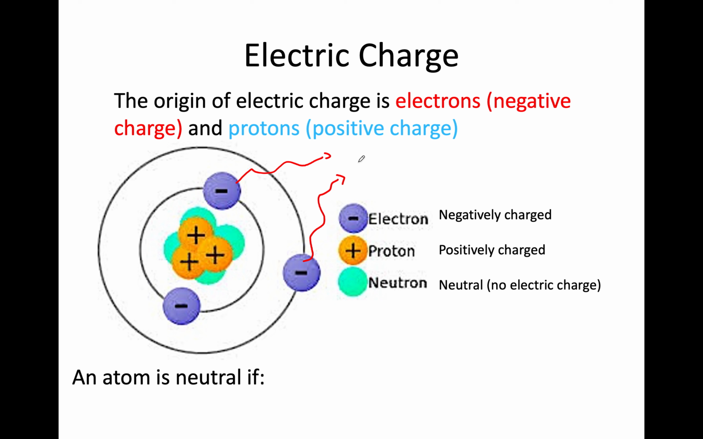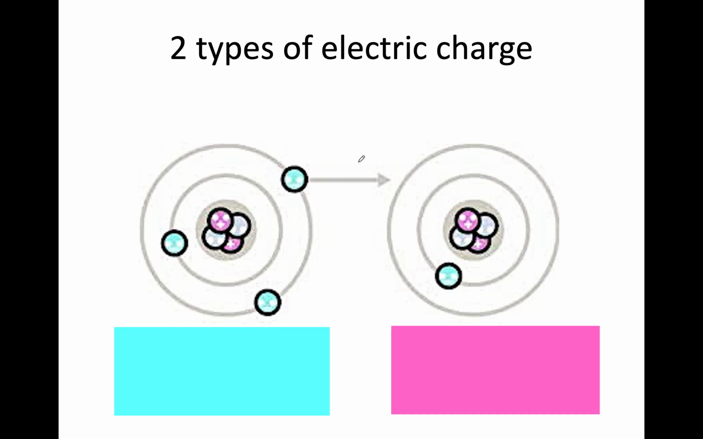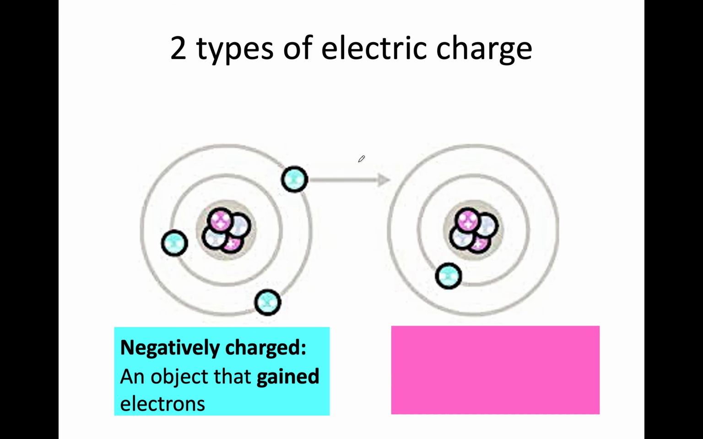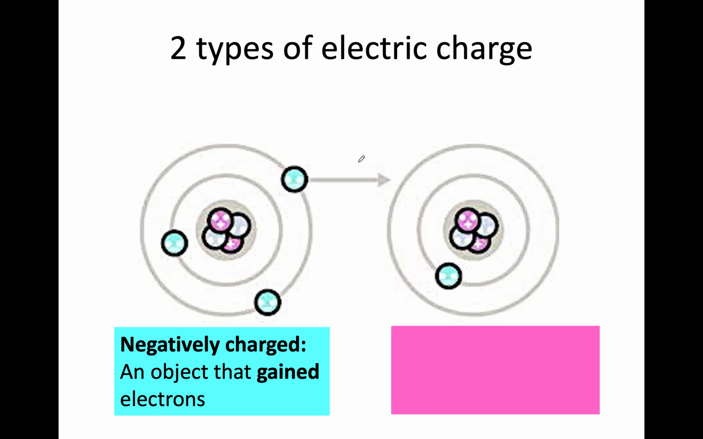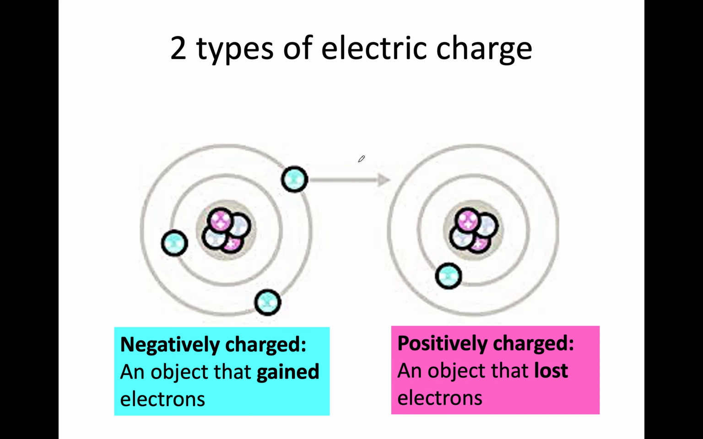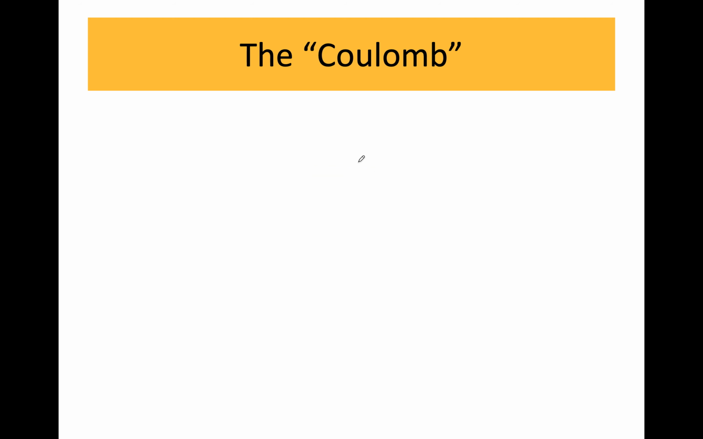An atom will be neutral if you have the same number of electrons as you do protons. So there's two charges: a negative charge if you have gained electrons, and a positive charge if you have lost electrons. Only the electrons are moving, I have to stress that. Electrons are the only things that are being gained or lost. No protons, no neutrons, they stay where they are.